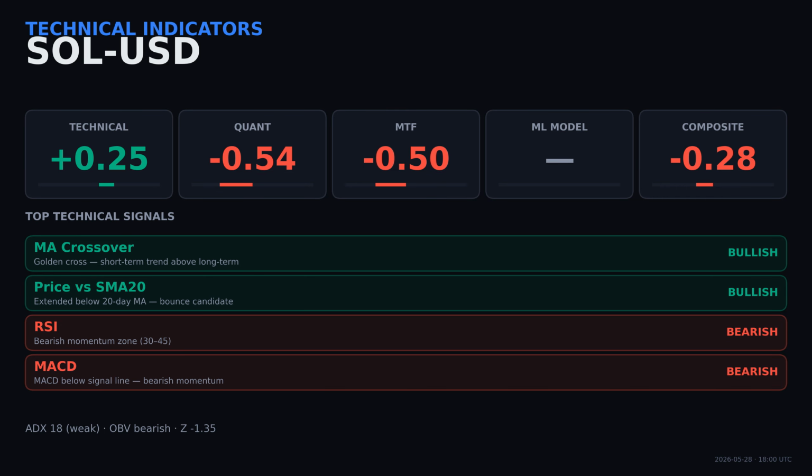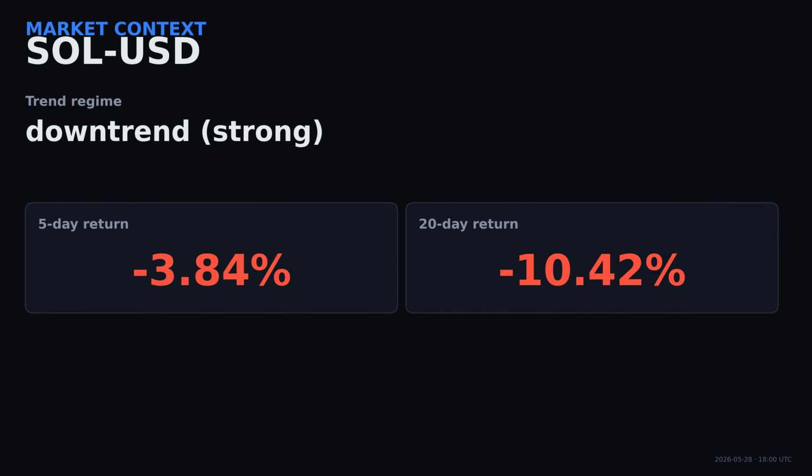We've got composite score of 0.28, technical plus 0.25. Positive numbers lean bullish, negative numbers lean bearish. And what you're really looking for is agreement across multiple boxes, not just one indicator screaming. ADX is at 18, and that tells us we're in a weak trend regime. Important because some strategies only work when ADX is above 25. On-balance volume is bearish. That's a sneaky good way to spot whether the smart money is buying or selling underneath the price action.